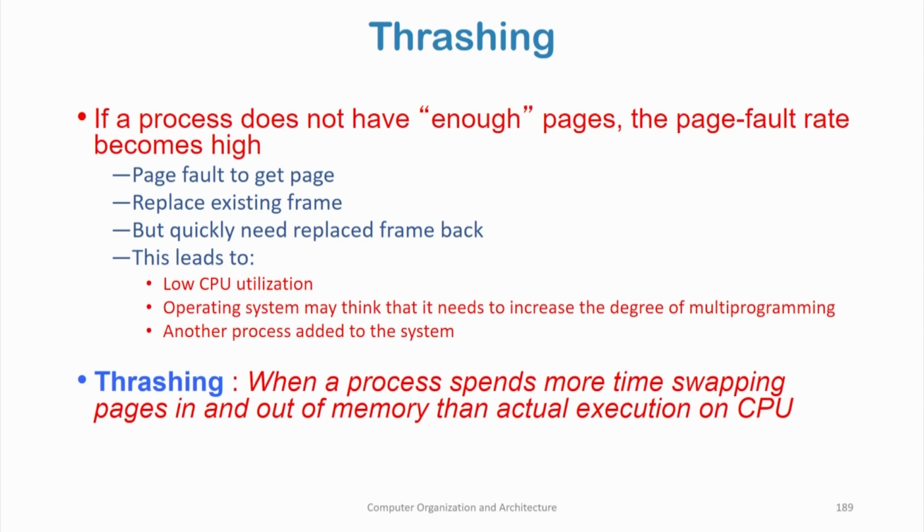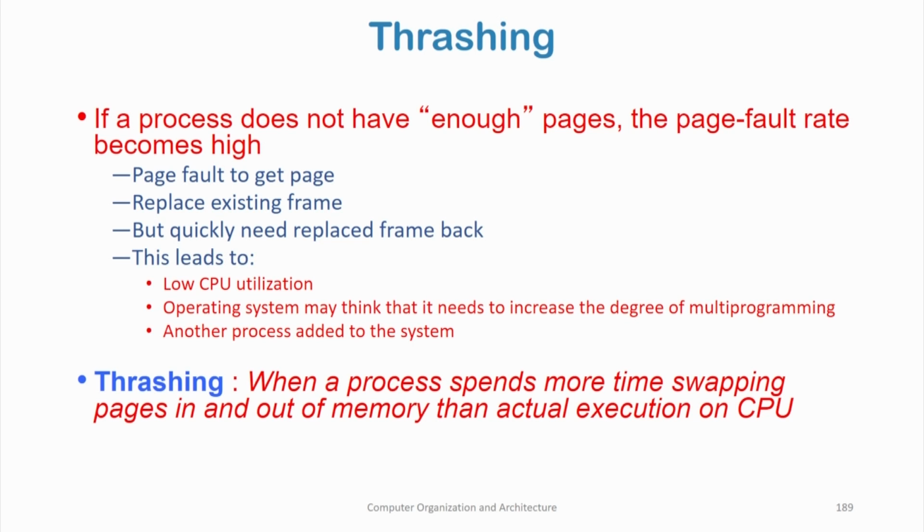The number of active pages that will be required by the process at a given time is a characteristic of the process itself. How it is using data and how it is executing instructions at a given time will determine the number of pages that it requires. Now, we said that we have allocated a certain number of frames to each process. If a process does not have enough pages, then the page fault rate becomes high.